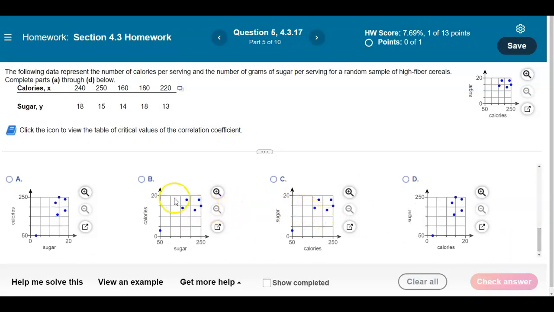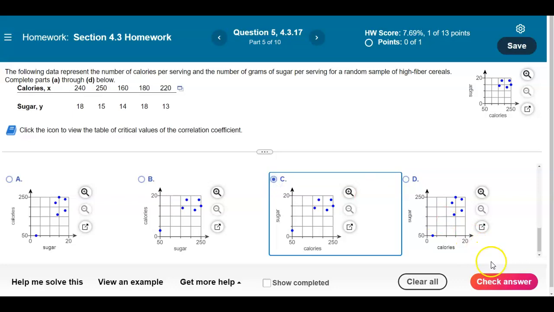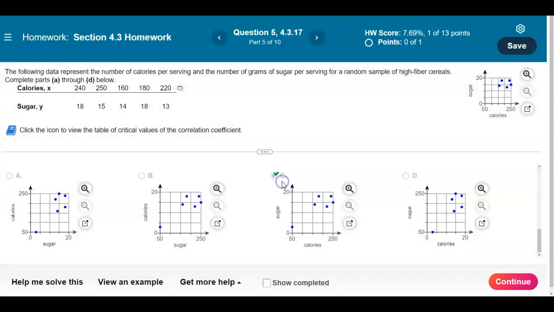So it's between B and C. And if we look at B and C, you can see that it has 50 and then 3, and 50 and 3 here. And look at the x-axis. The x-axis should represent the what? Calories. And the y-axis should be sugar. So therefore, we're going to select C.